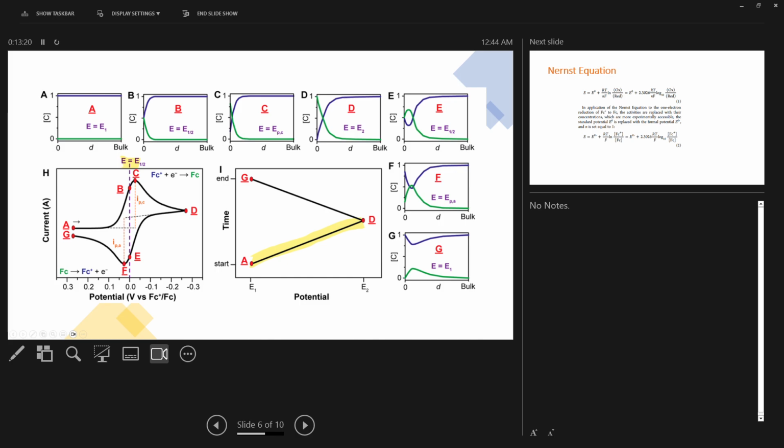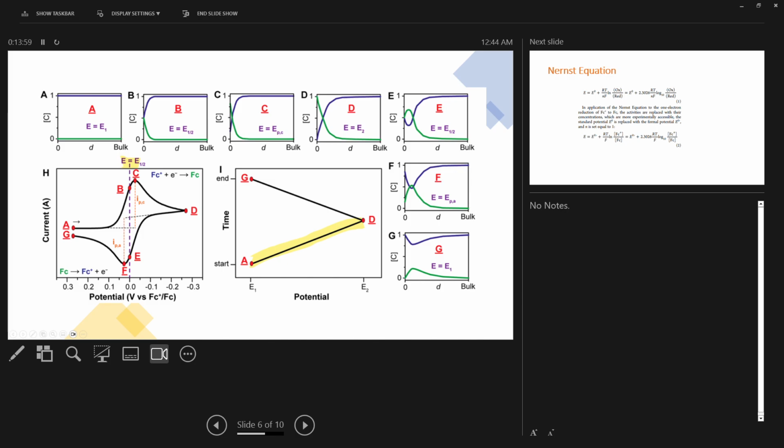As we move away from the cathode, the amount of ferrocene is decreasing and the amount of ferrocenium is increasing, because near the surface of the cathode there is only ferrocene, but there is a diffusion layer. As we move away from the cathode, there is other ferrocenium which can't reach the surface of the cathode. This is called the diffusion layer.